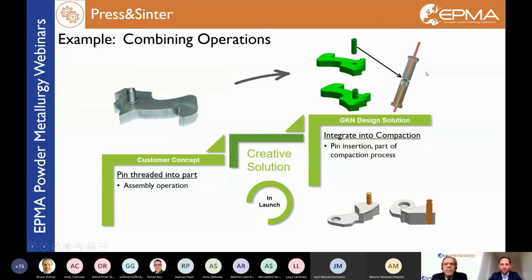This is an example. We saw as well that no threads are feasible, but there are technologies where we can feed a full steel part, in this case some pins or small threads, into a PM part in the compaction process, and then after the sintering they are sintered together in order to realize such parts with undercuts or threads.